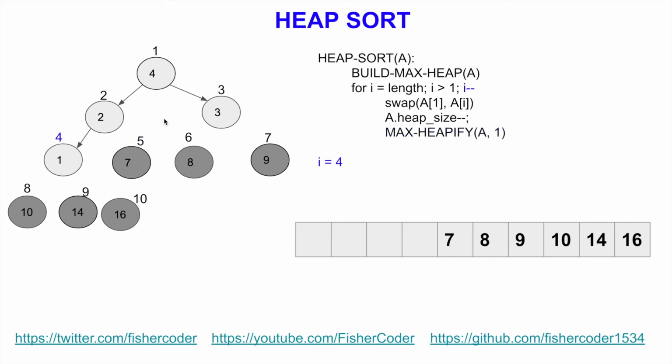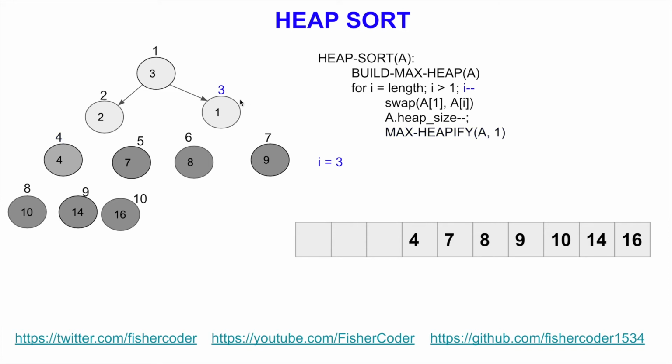I is 4. 4, we have to swap with 1. All right, now we swapped. Now we decrement the size of the heap by cutting off the edge now and put 4 into the correct position. Now we call max-heapify on 1. 1 needs to be swapped with 3. Now this is a valid max heap. We're good. Now we continue to decrement I, which is going to be 3.